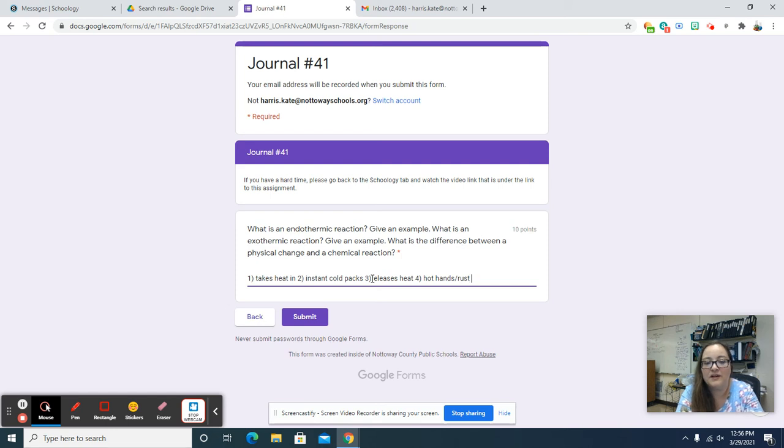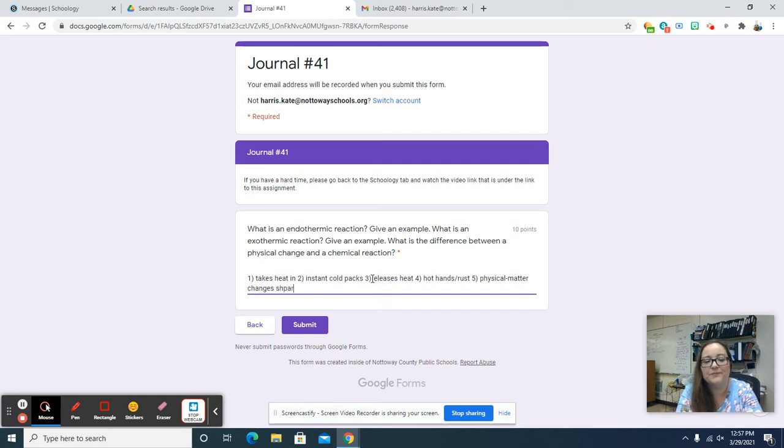And then what's the difference between a physical change and a chemical reaction? So a physical change is something where the matter changes shape or form, size, and maybe even its phase. So it might boil and turn into a gas, or it might freeze and turn into a solid, but it's still the same matter. So any of those are going to be physical changes.